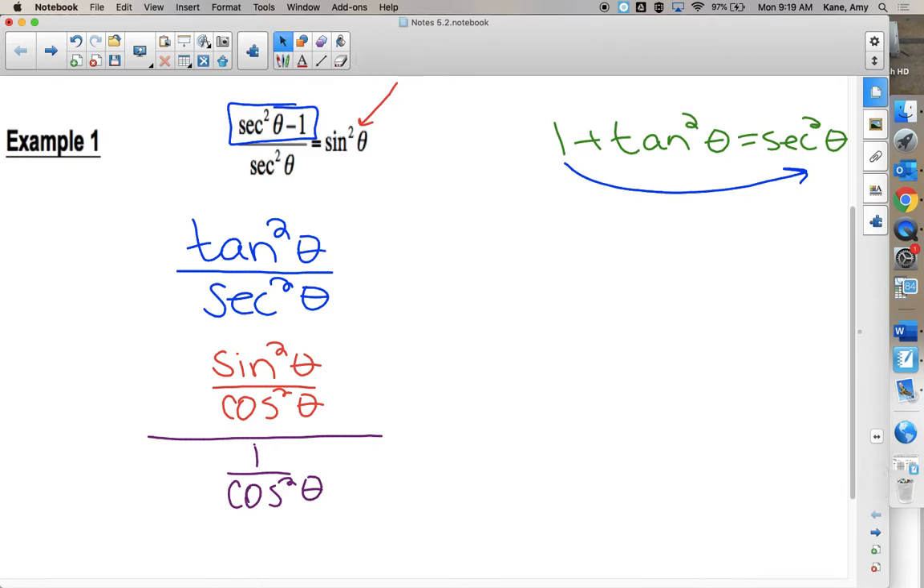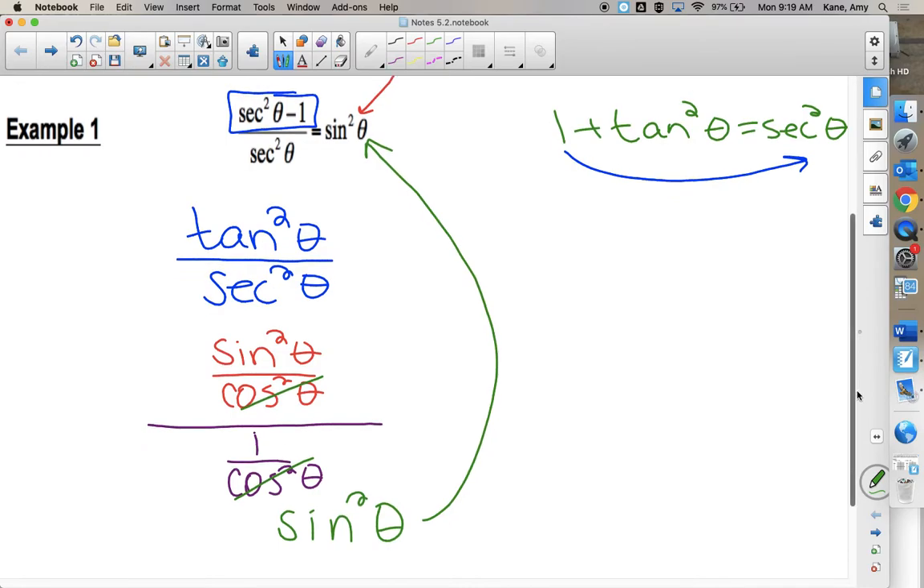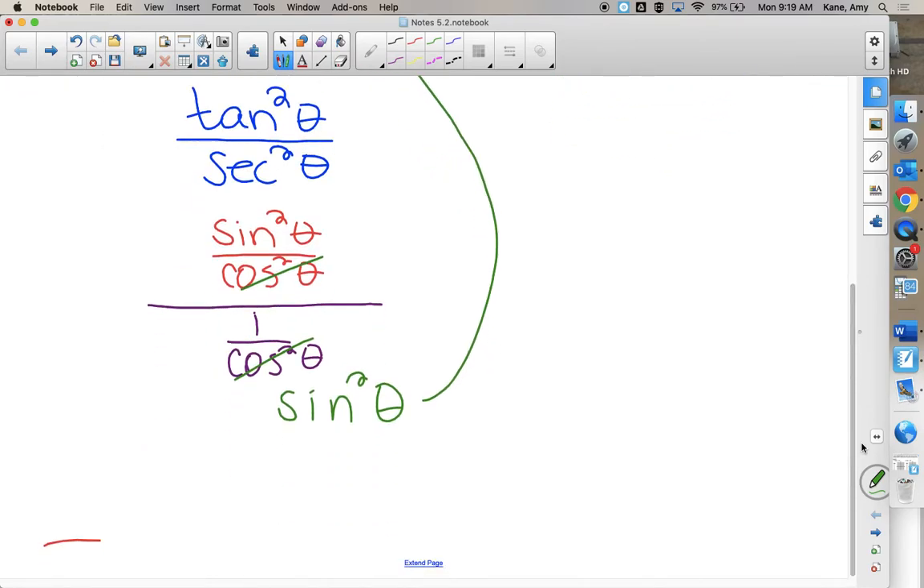So take notice, I'm not writing that other side. Our goal is to get it to equal that. I'm not really worried about it. As long as we get to equal that, then we're good to go. And then she said cross out the cosines. What we have left is just sine squared divided by 1, but that does make sine squared. So I got my answer once we simplify it down to sine squared. You know what you're trying to get to, which is nice about these problems. You know what the answer is.